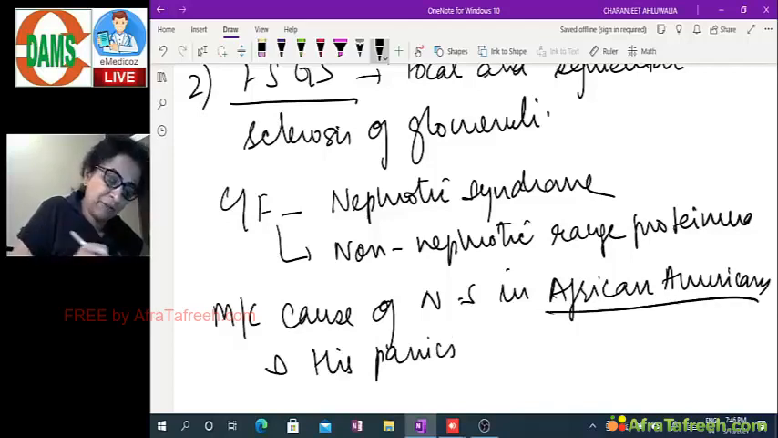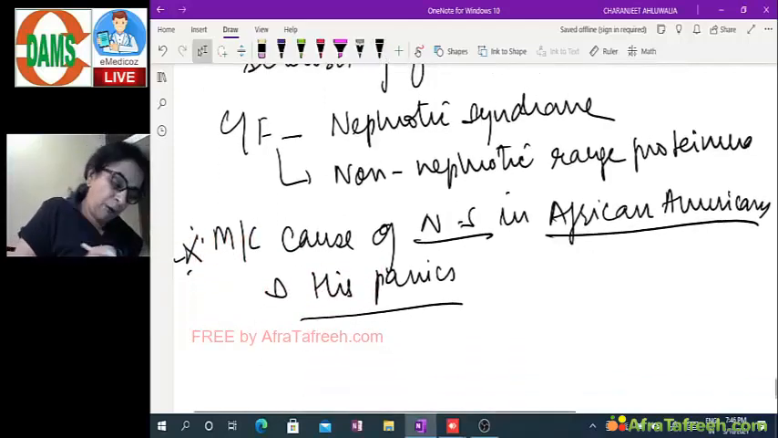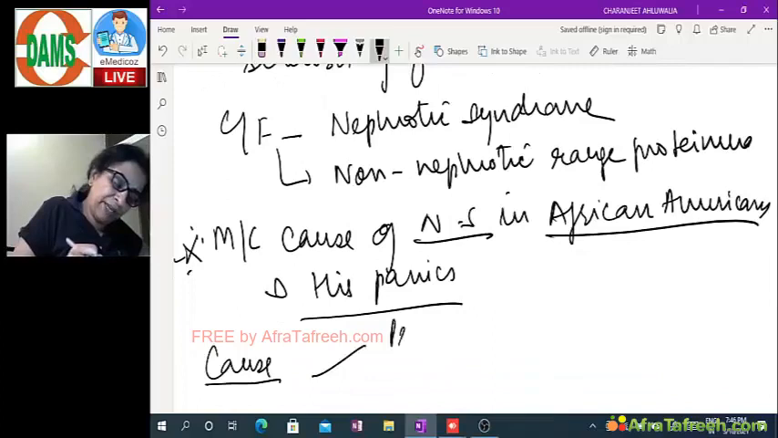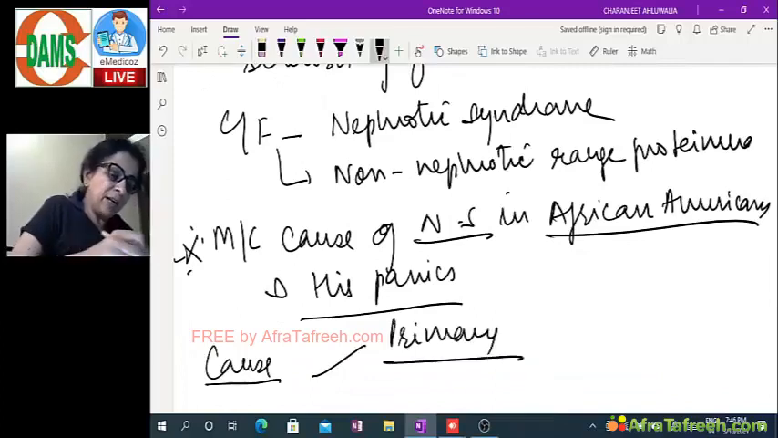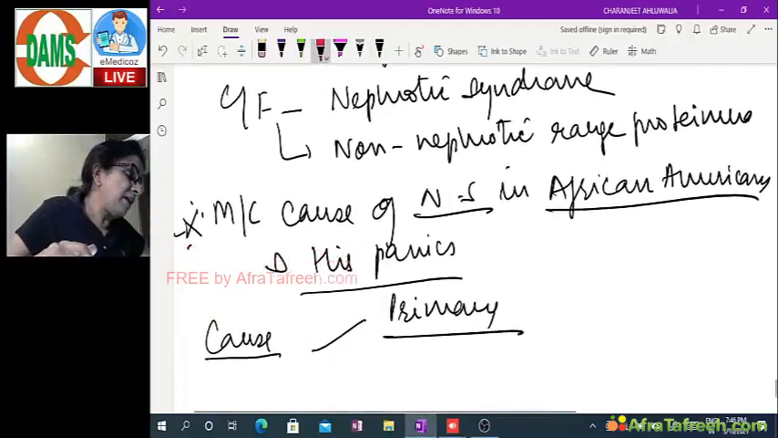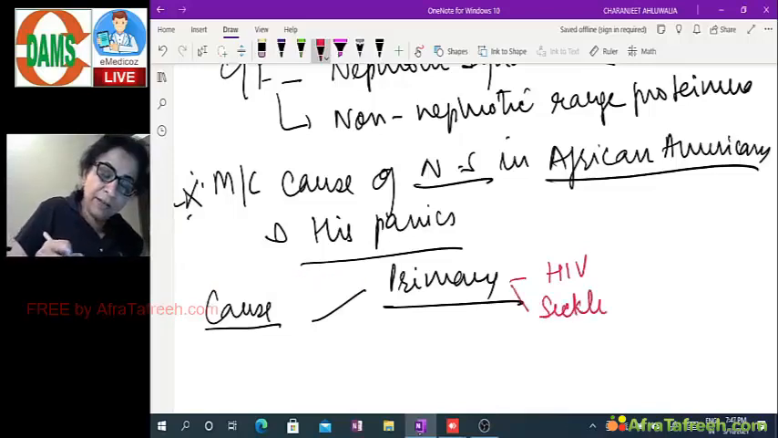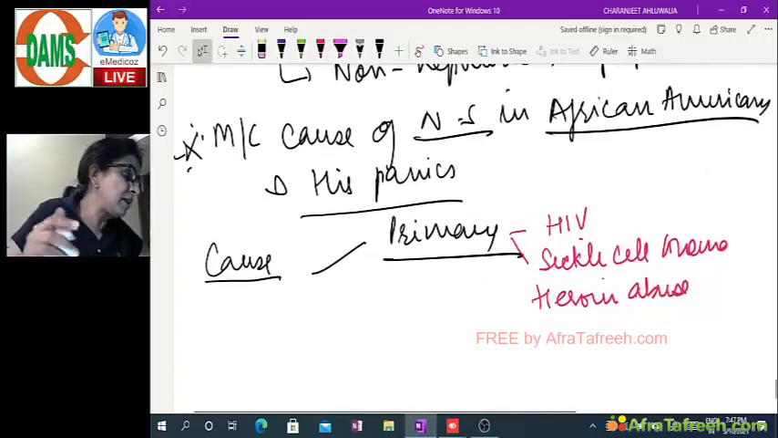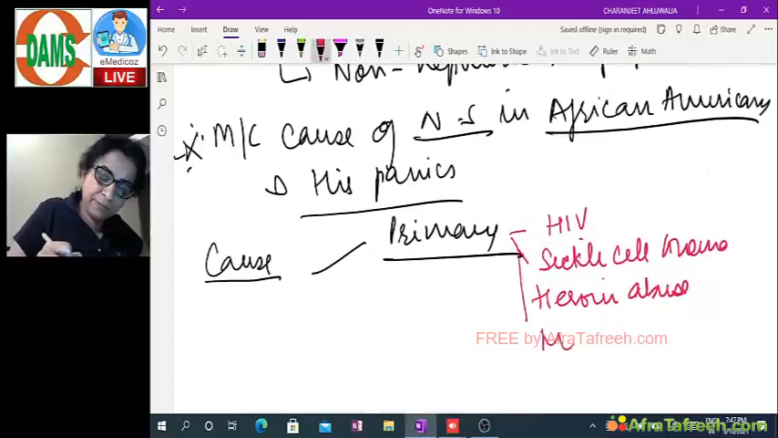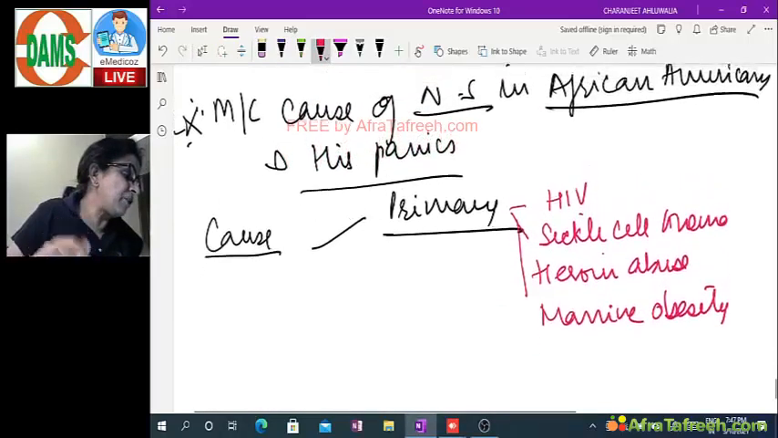So most common cause of nephrotic syndrome in African Americans and Hispanics. Okay, now cause, etiology can be primary or secondary. Now what comes under primary, this is important. Patients with HIV can have FSGS. Patients with sickle cell anemia, heroin abuse, these are specific causes. Heroin abuse, massive obesity, massive obesity. Treatment with interferon treatment.